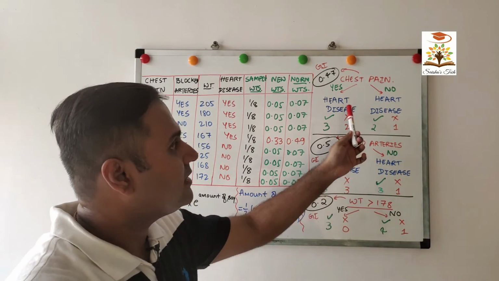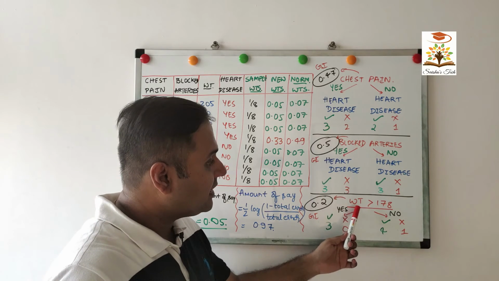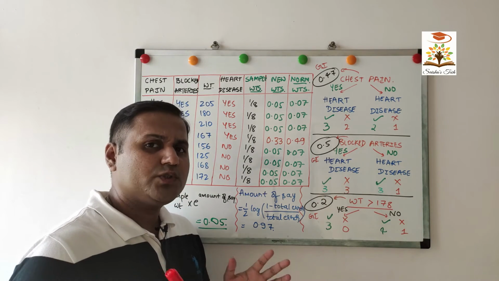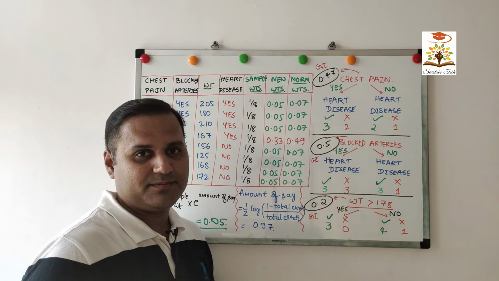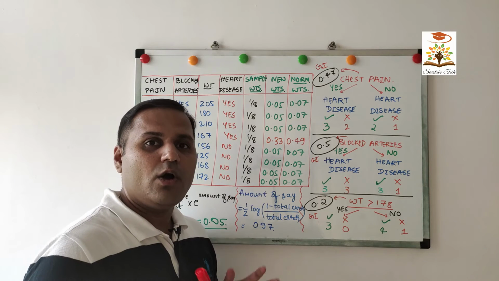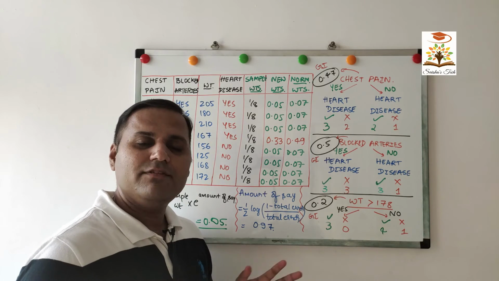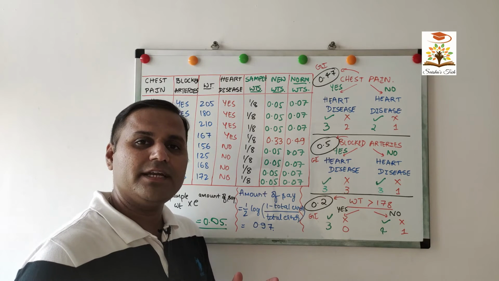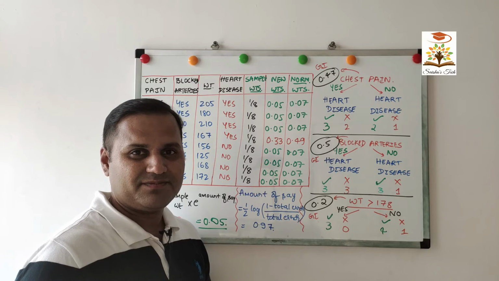Similarly, we can build stumps for blocked arteries and weight greater than 178. Now, to choose the first stump, we utilize Gini index. Gini index calculates the impurity of the attribute on the target attribute, which is given by the formula 1 minus summation of probability of occurrence of the level, the whole square.